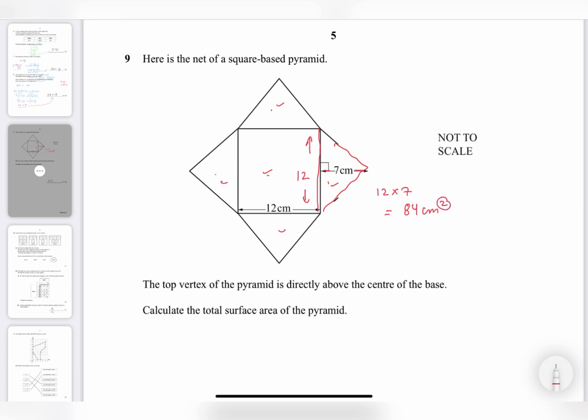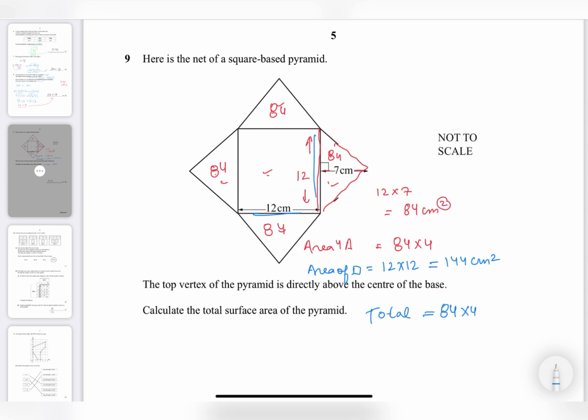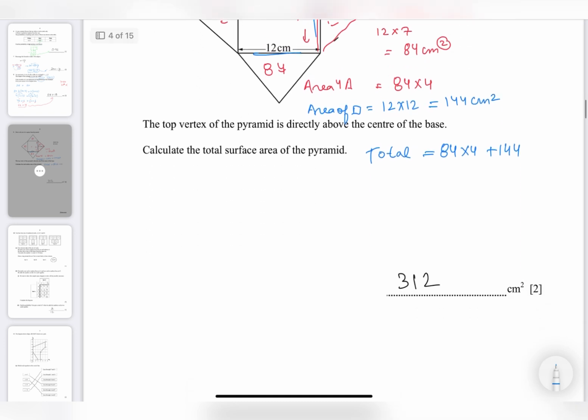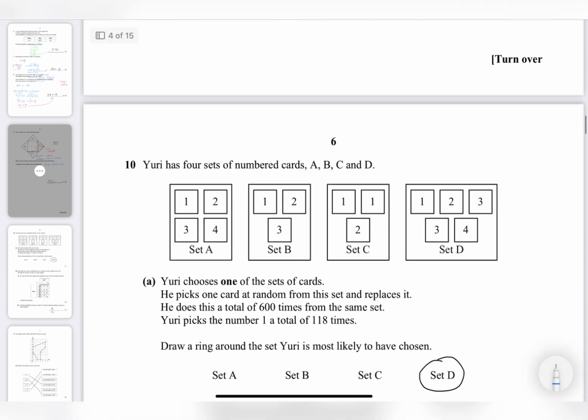Now this is for one. How much for four triangles? Just multiply it by 4. Yes or no? Or you can add them as well. This one 84, this one 84, this one 84, and this one also 84. Now the area of four triangles is this much, right? Now what is the area of the square? Area of square is side times side. That is area of square equals 12 times 12, that will result in 144 centimeters square. Now total area will be 84 times 4 plus 144 and your answer will come 312 centimeters square. Got this, learners? It was an easy question, right? Let us move on to the next one now.